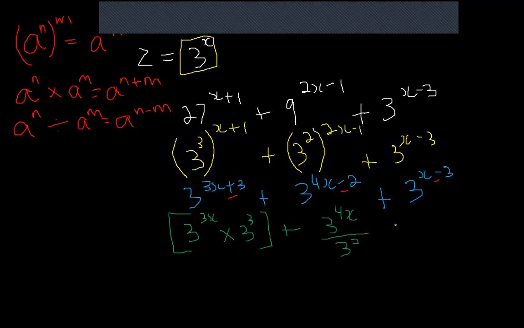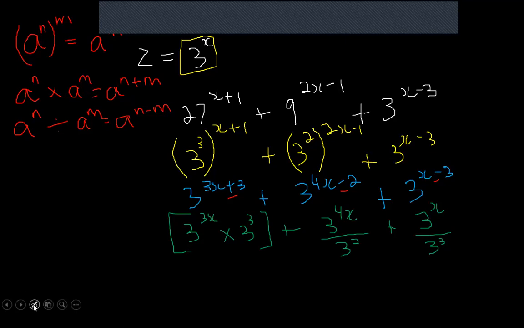Remember to stop me if you're confused about anything or have any questions. The last one, 3 to the power of x minus 3. The same rule applies. 3 to the power of x minus 3 is the same as saying 3 to the power of x divided by 3 to the power of 3. That's just me looking at my laws and then looking at what the question gave me.